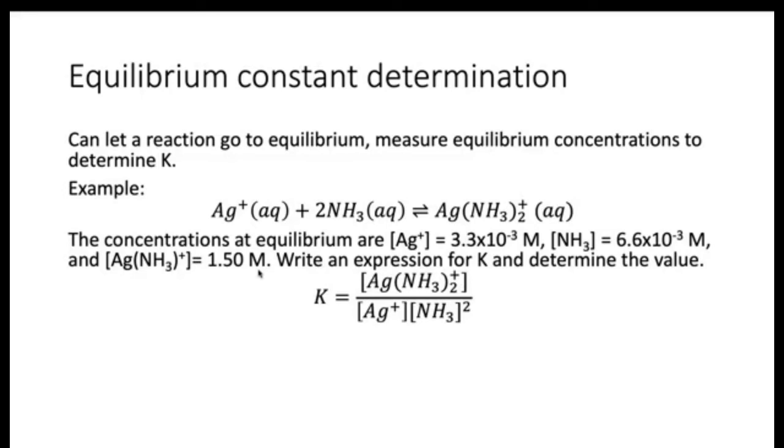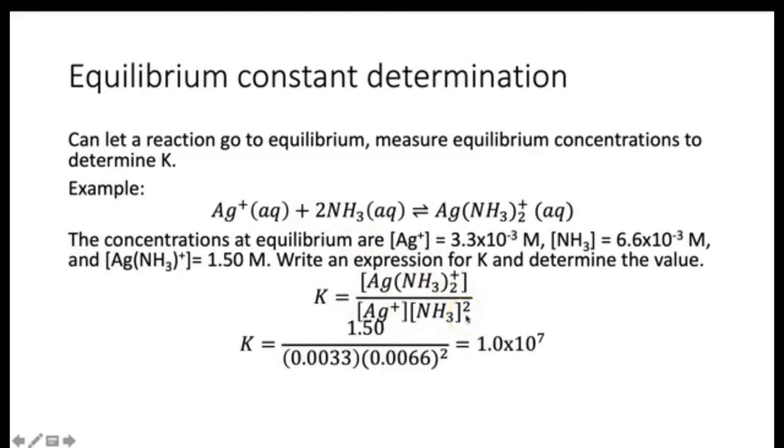Okay, so if we were to write the equilibrium constant, it's products raised to their power, so the concentration of that silver ammonia complex, over reactants, where we have the concentration of silver and the concentration of ammonia raised to the second power. So let's plug in all of our concentrations given in the problem and solve it.